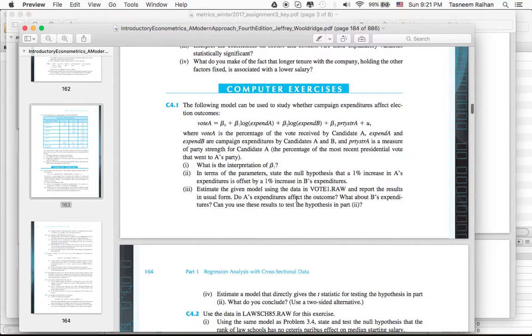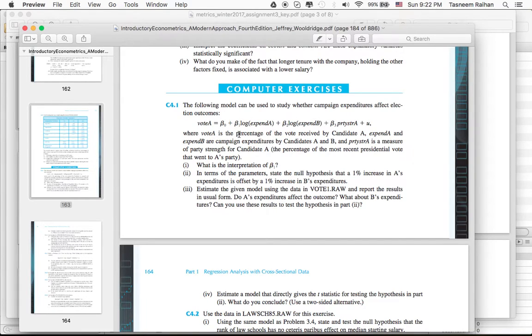Alright, so the first question that we have to answer is what is the interpretation of beta 1? So remember, this is an example of a level log model I talked about, I guess, in the first discussion section, the first lab session. So how do you interpret beta 1 here? Now look, whenever we have a level log model, it means the dependent variable doesn't have any log term, so it's in level, but the independent variable, the explanatory variable on the right side, is in log form, so it's a level log model.